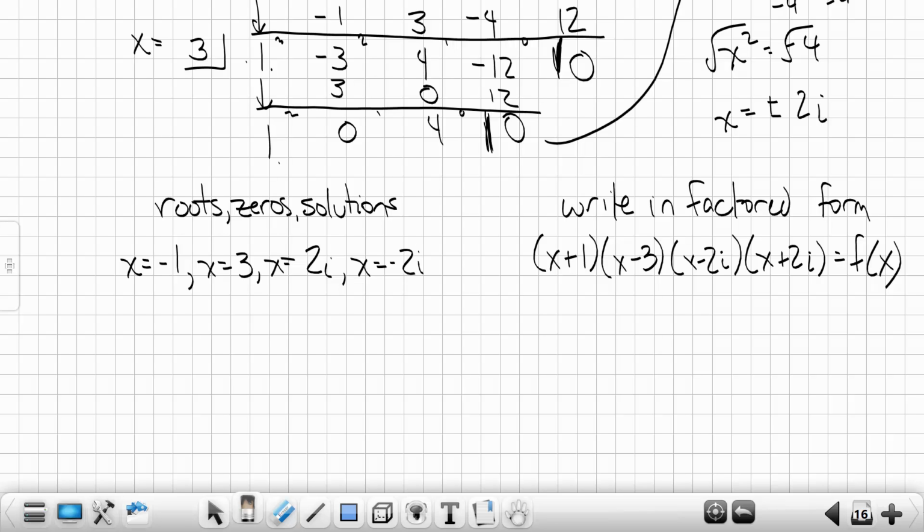Yes, ma'am. Why do you switch the signs? Going back to when we did yesterday, when we did the find the polynomial of least degree, x equals -1, that means x plus 1 equals 0, x minus 3 equals 0, remember that? Yeah. I'm not just switching the signs.